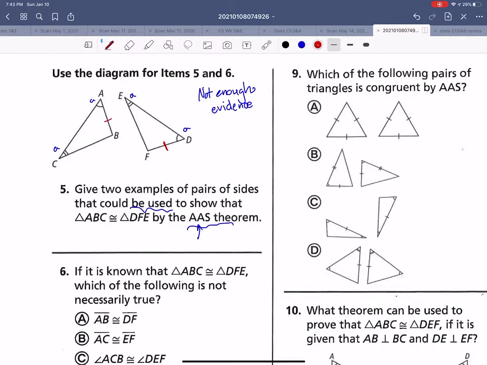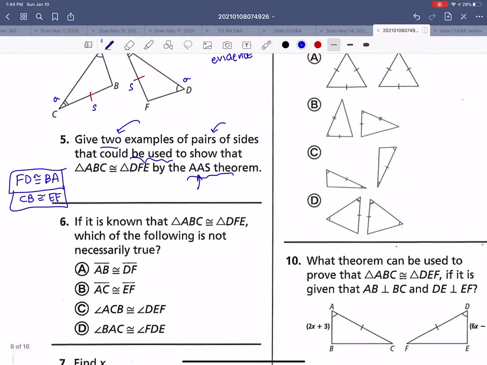So if I picked the short side, notice this evidence would spell angle, angle, side. So that would say give 2 examples of pairs of sides. So if they told me FD is congruent to BA, that would work. Now what else? Now, if they actually told me the longer side matches, so that would also spell angle, angle, side. So if they alternatively told me CB is congruent to EF, that would also be, so that's a second pair of examples.